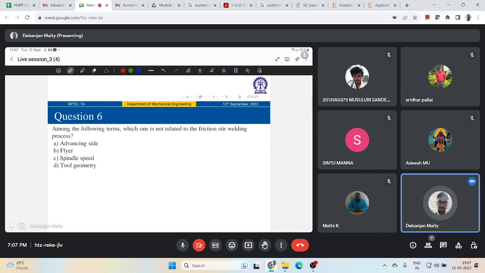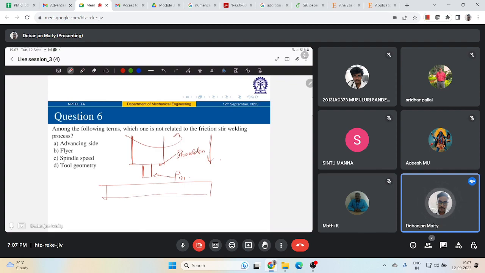So here what do you have? You have a specially designed non-consumable rotating tool, right? It can be with pin or without pin. If you think of the tool, this is what we call the pin, and this is what we call the shoulder. There are two regions of a tool, pin and shoulder, and it is basically rotating and plunging against the workpiece material.